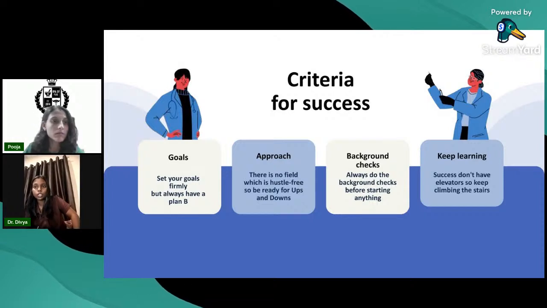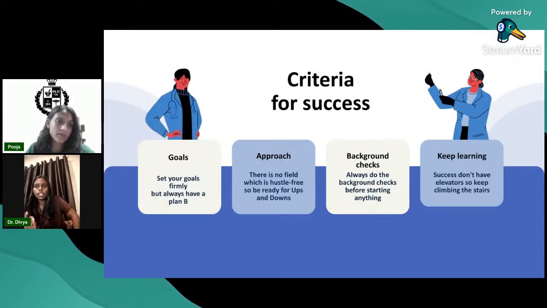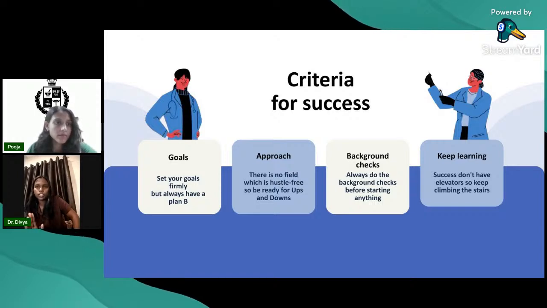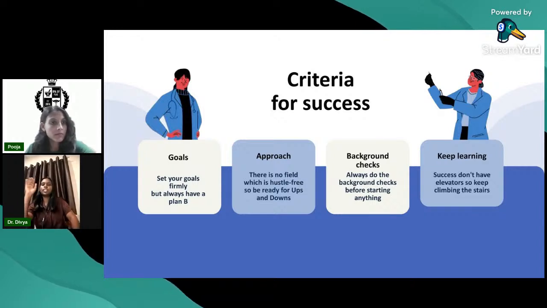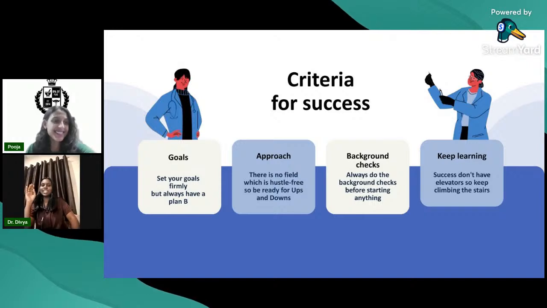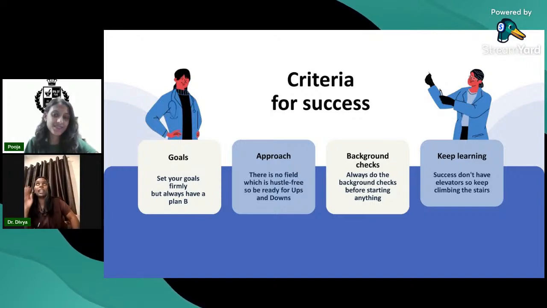Firstly, it is goals. You should always set your goals firmly. If you want to go into clinical trial operations, you should be well prepared for this field, and you should set your goals very high: I want to be a clinical trial operations director. That should be your aim. That is my ideology. If you aim high, you end up at some level at least.